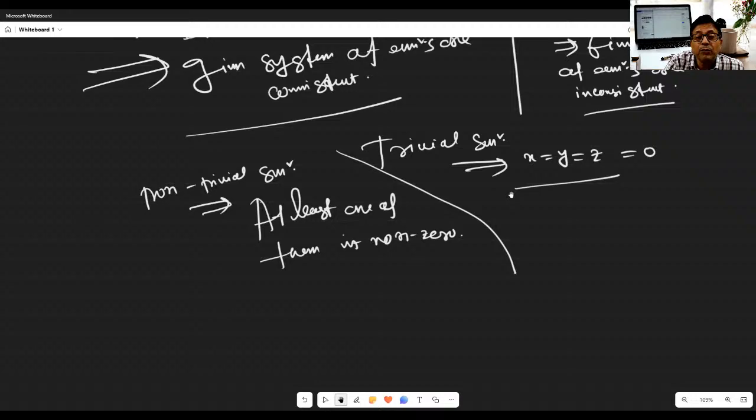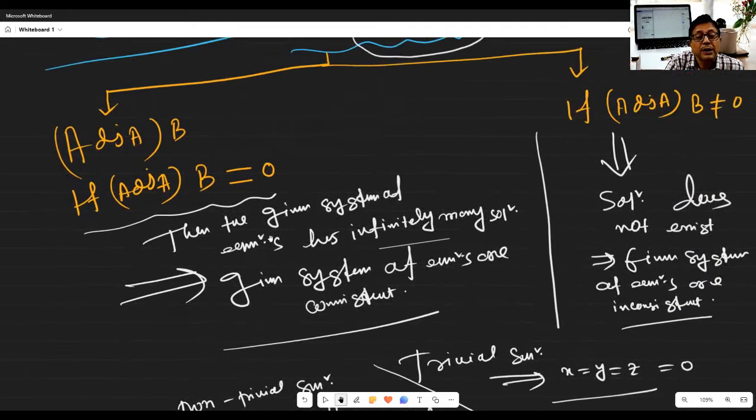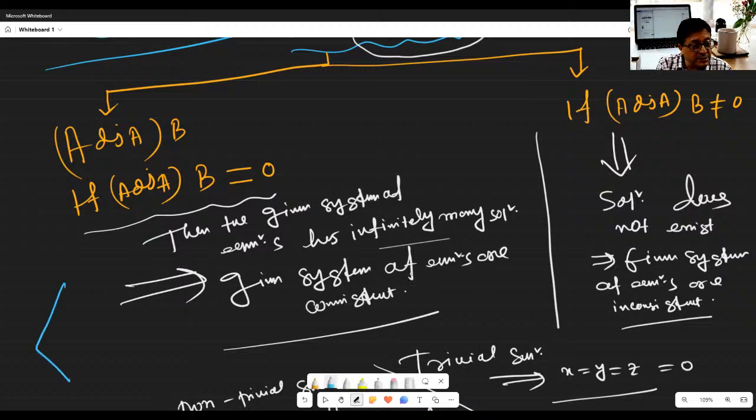So just clarify one thing. In this case, system of equations have trivial solution or non-trivial solution. When infinitely many solutions are there, trivial will be only one solution, x0, y0, z0. So at least one non-zero solution is there. So in this case, you can easily say that system of equations has non-trivial solution.